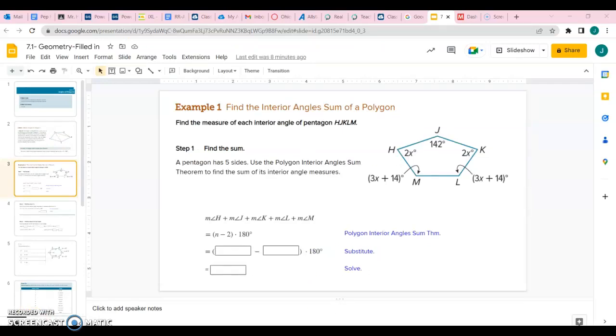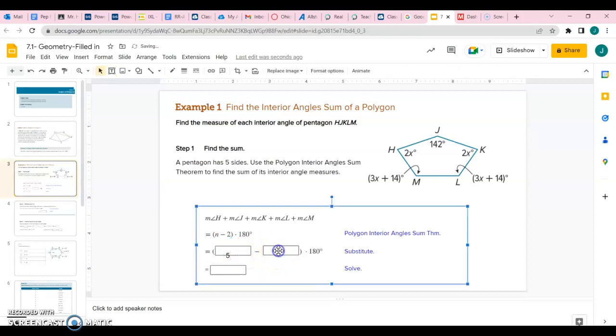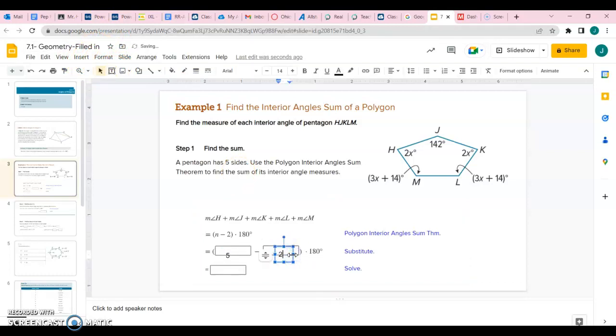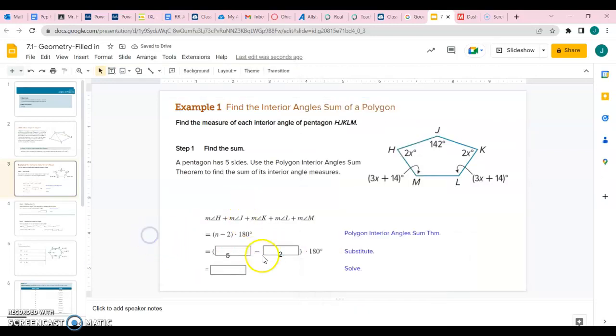So this is where knowing how many sides whatever polygon has is really important. n stands for the number of sides. So we're going to plug in for n, it would be 5, and then we have minus 2 times 180. If we plug that into our calculator, 5 minus 2 is 3, times 180 degrees is 540.